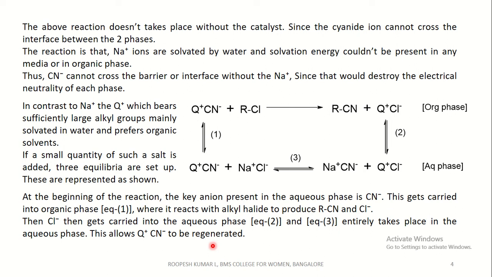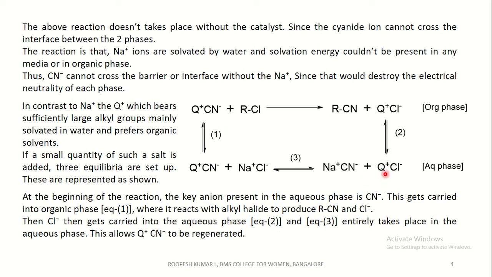If a small quantity of such a salt is added, that is, if a small quantity of PTC is added, 3 equilibria are set up. These equilibria are represented in the figure. These are the equations. You can see there are 3 equilibria set up in the equation. This equation happens in the aqueous phase, and this equation happens in the organic phase. First of all, this is a PTC.